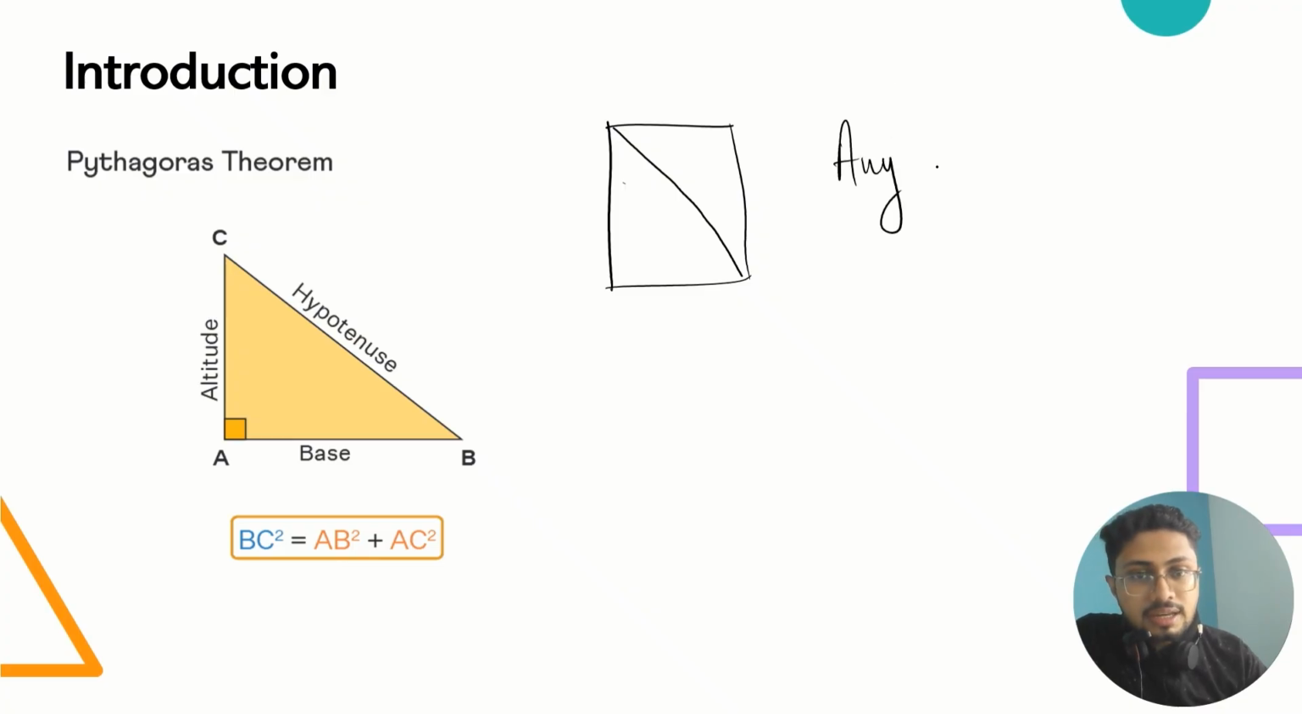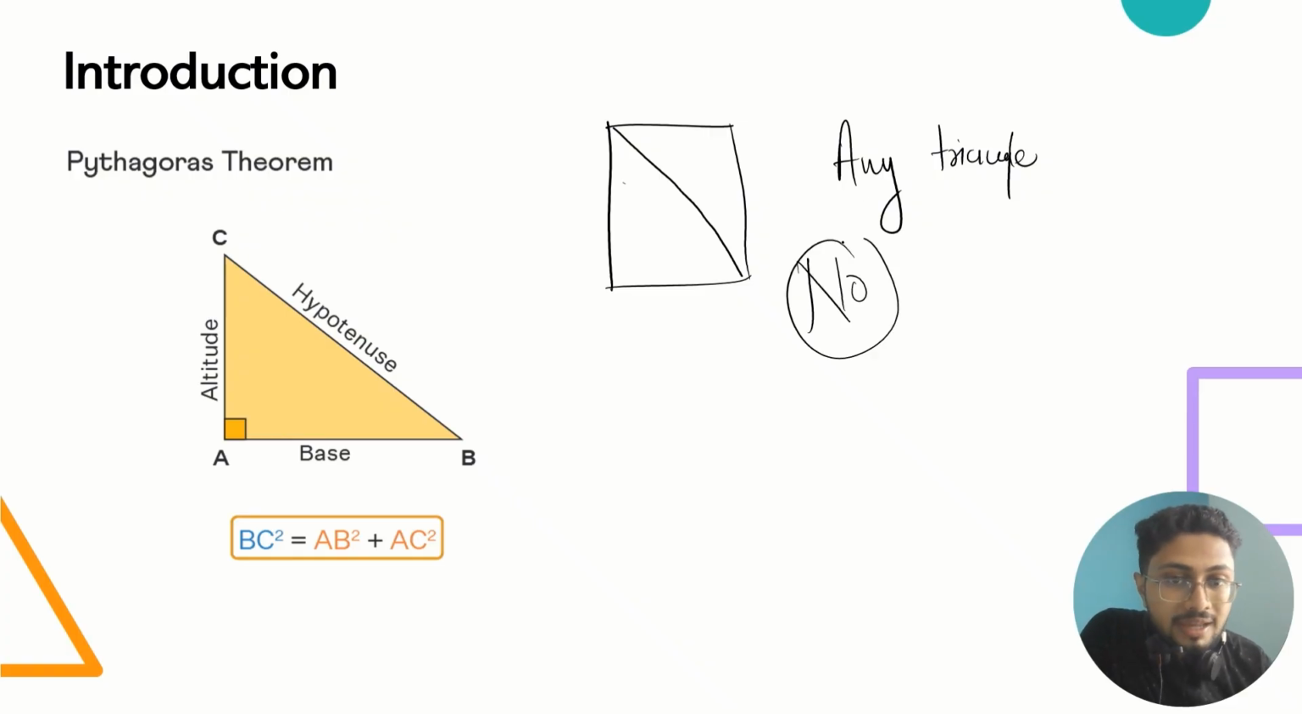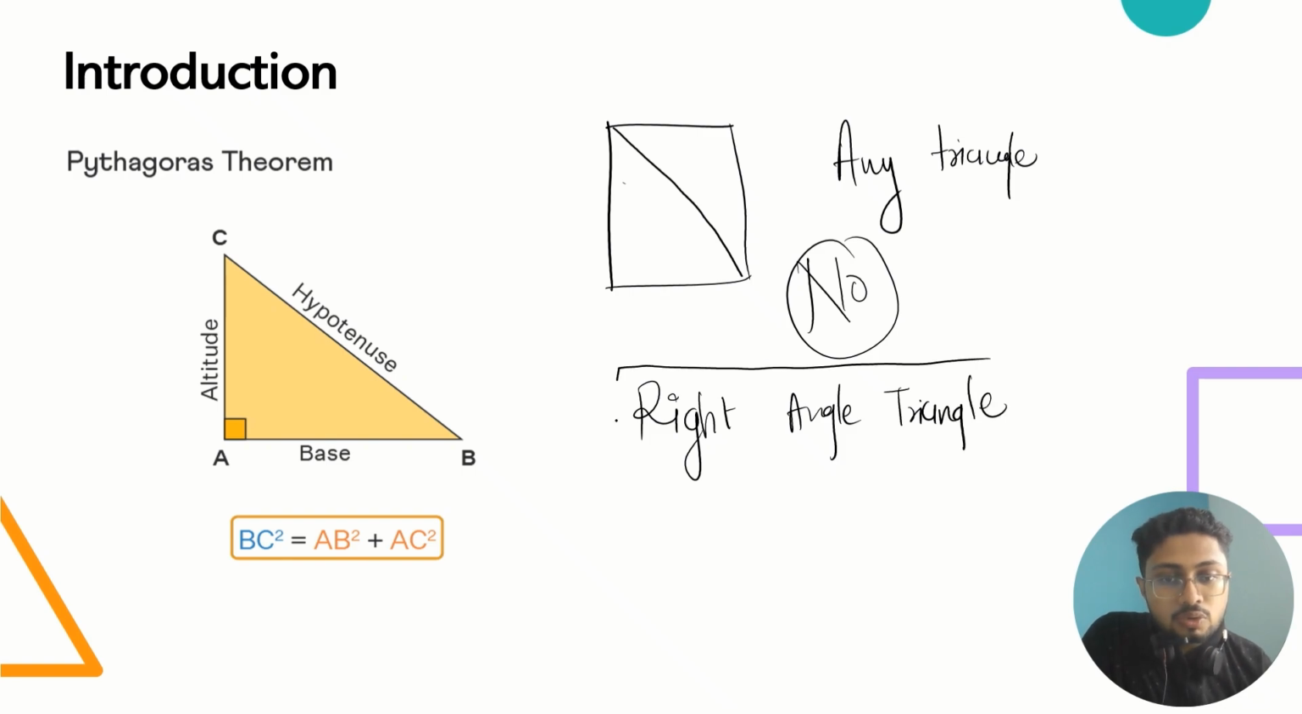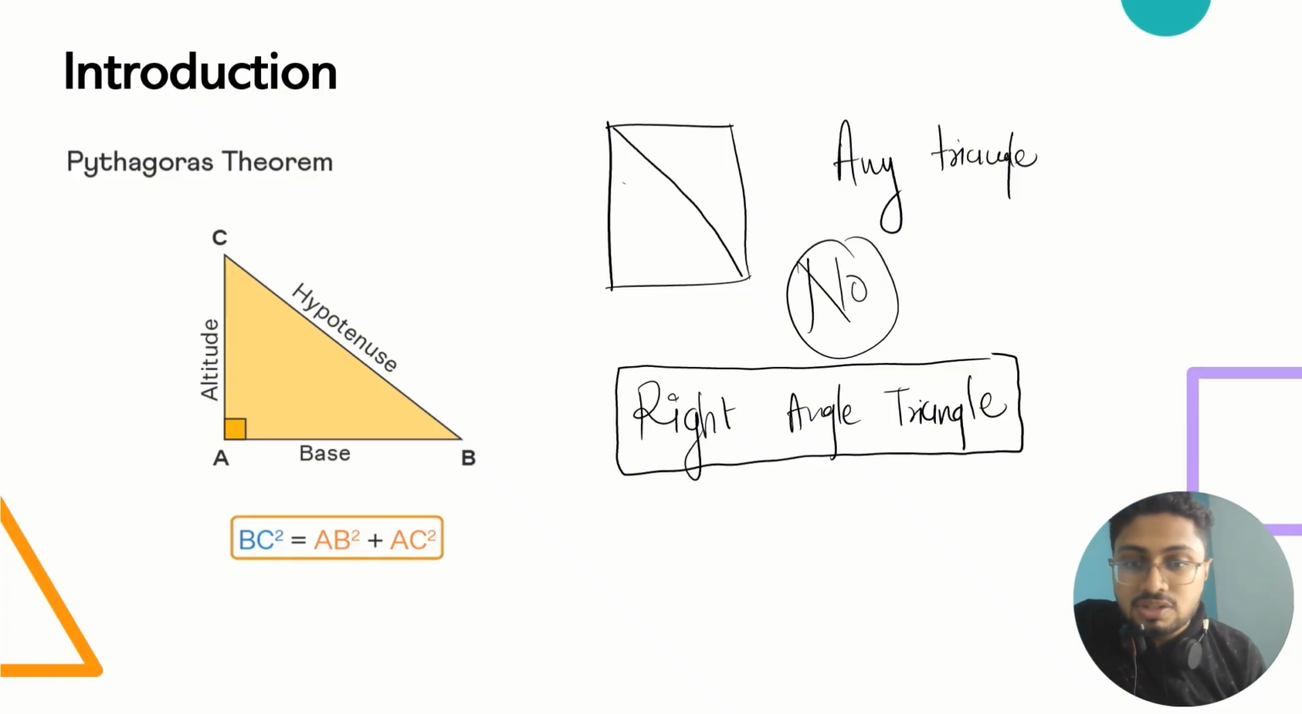Can we use this thing in any triangle? No, no, no, big no. Why big no? You are going to use this thing in only and only one type of triangle, which is what? Right angle triangle. Am I clear? You're going to use this thing in only one type of triangle, which is what? Right angle triangle. Okay. In right angle triangle, what we need to understand, so first is what?